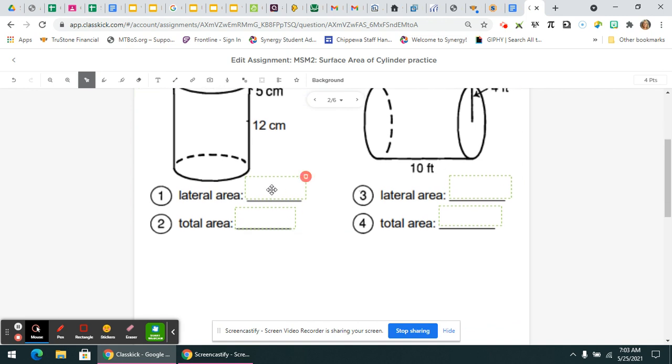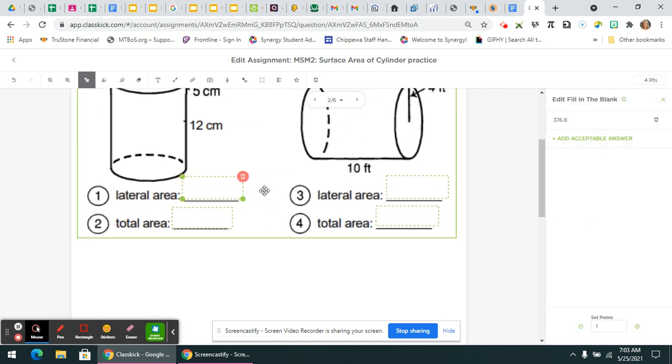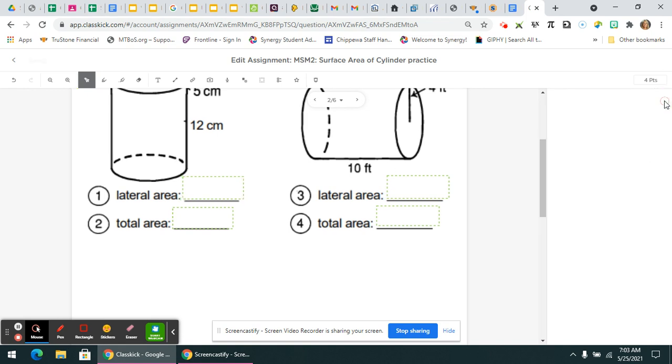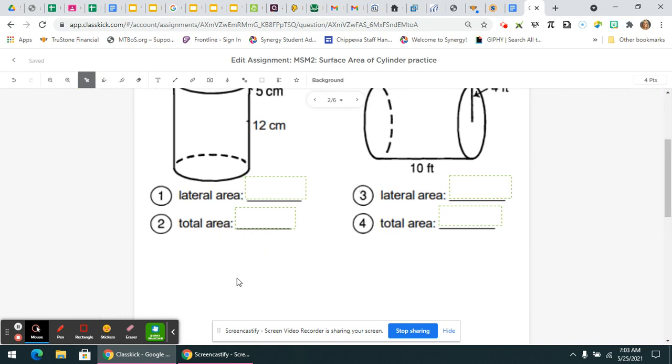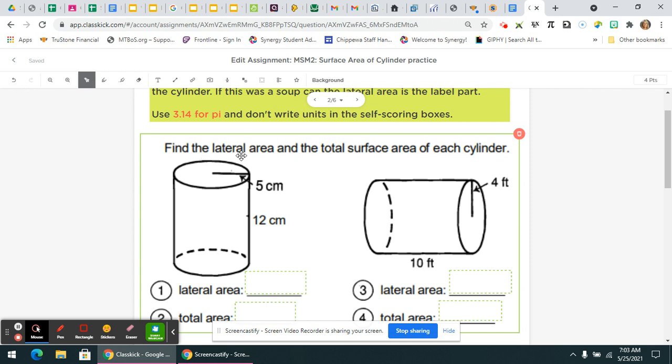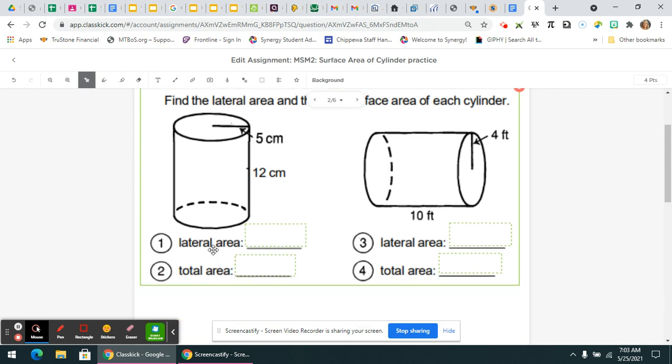So in here, when you find your solution, if you double click, and it's not letting me right now because I'm in teacher mode, I'll show you in just a little bit. So let's find the lateral area. Basically they want you to find the area of the rectangle first, and then you'll add on the 2 circles for the total area.